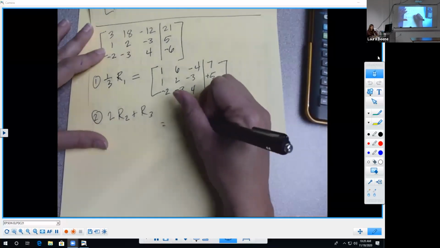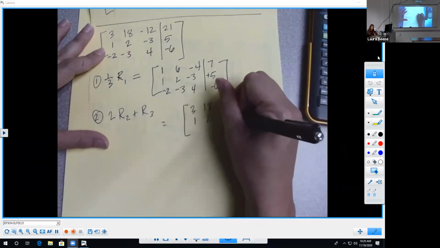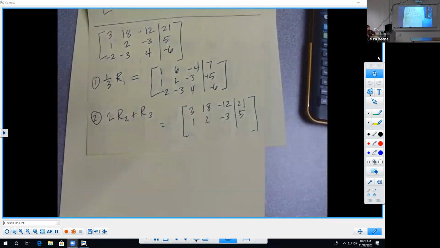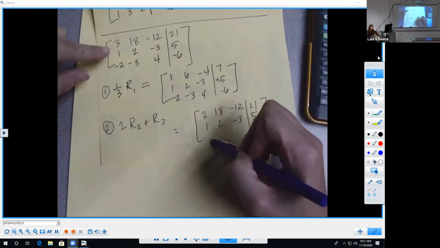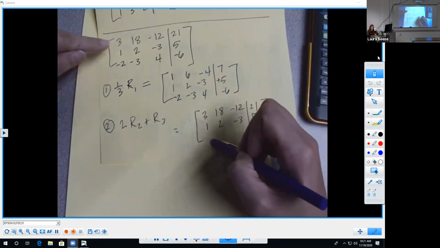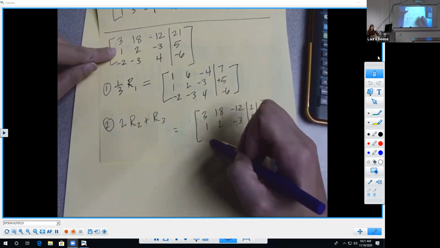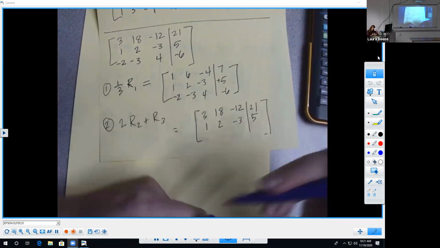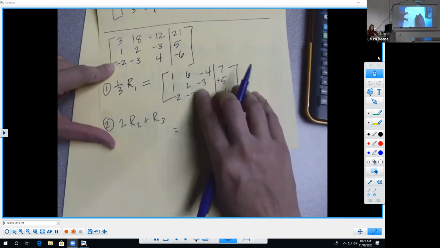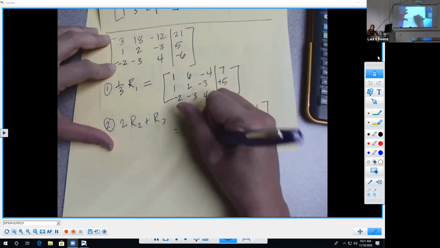Row 2 stays exactly the same. 1, 2, negative 3, 5. Row 3 is what changes. So to figure out the answer that goes in row 3, I'm going to multiply row 2 times 2 and add it with row 3. So what is 1 times 2? 2. What's 2 plus negative 2? 0. So that's the number that goes in the first spot.